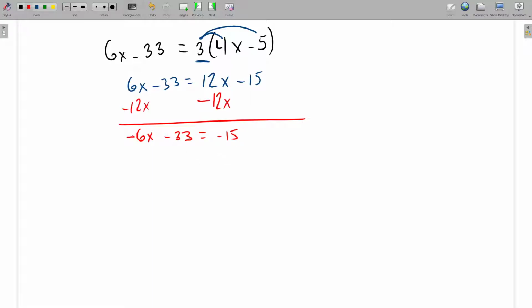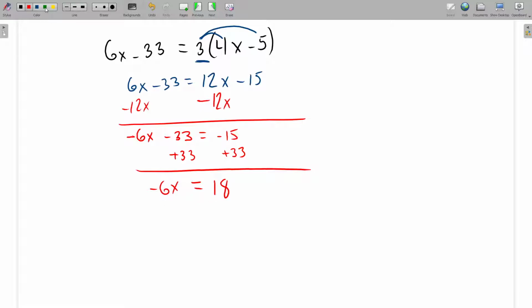This negative 33 that is on the side of the equals with the x doesn't need to be there. We don't want it there. We need to move it to the other side because it doesn't have any x's. So to move the negative 33 across the equals, we need to add 33. Right, negative 6, we haven't done anything with. It's going to drop down. The negative 33 and positive 33 are going to cancel like we wanted. And negative 15 plus 33 will be 18, positive 18.